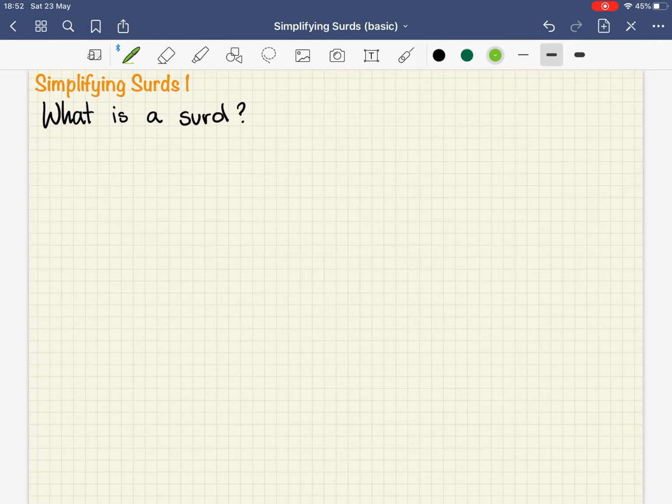Okay guys, so in this video we're going to be looking at simplifying surds. Before I begin with that, I thought I'd actually explain what a surd is. So I'll give you a few examples first. Surds can be things like root 2, root 5, root 15, root 11, and as you can see they all have a little square root sign.